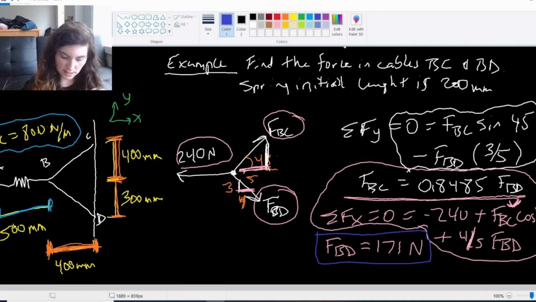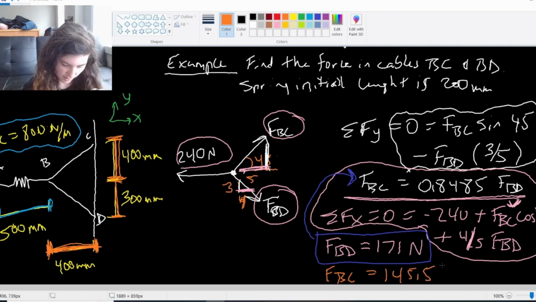So I get my FBD is 171, and if I plug this guy into this equation, then I find my force in the BC cable is going to be around 145.5 newtons.